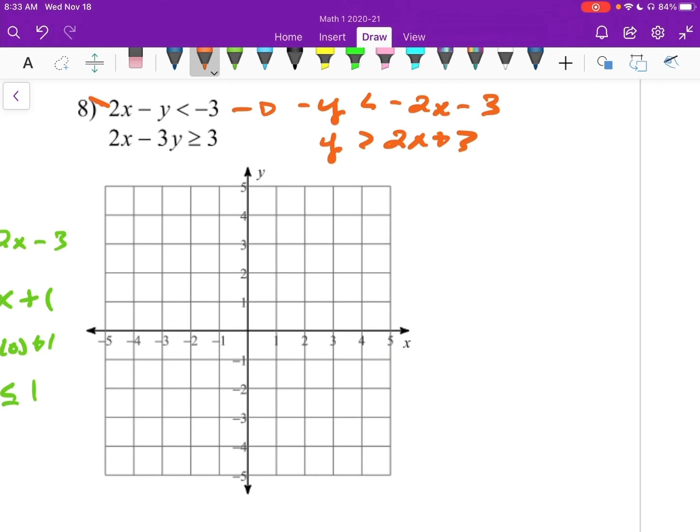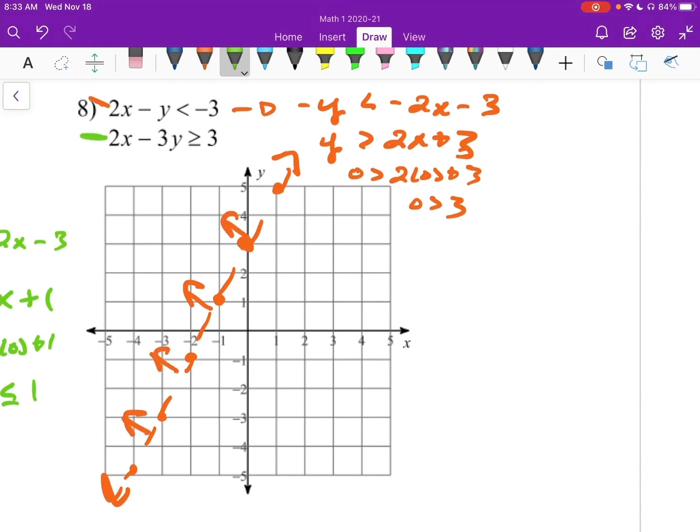2x plus 3. My intercept is at 3. My slope is 2, so up 2 and over 1, or down 2 and left 1. And I'm going to have a dotted line. Now I'm going to plug in the point 0, 0, so I'm going to say, well, 0 is greater than 2 times 0 plus 3. So 0 is greater than 3. Is that a true statement? Is 0 bigger than 3? No, 0 is not bigger than 3, so I'm going to shade away from the origin.